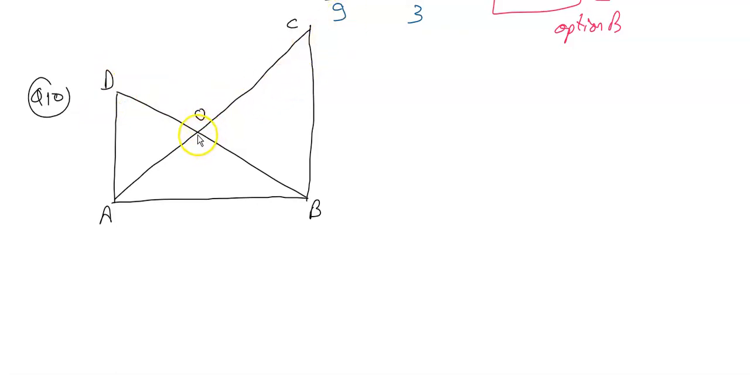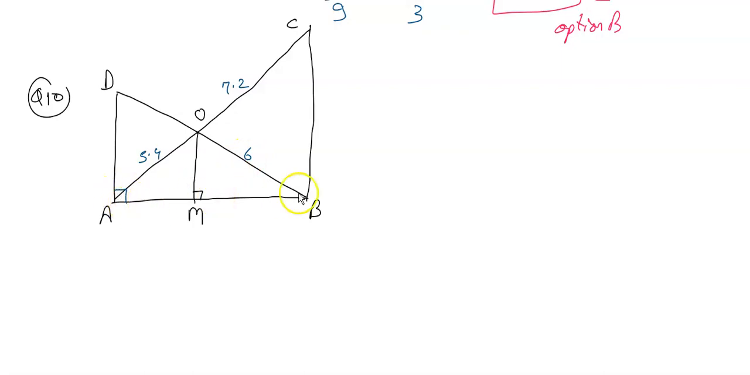Now, this is perpendicular. We can directly use the relation also that 1 upon AD plus 1 upon BC is equal to 1 upon OM. But what we would do is, since we know OA, which is 5.4, OC we know is 7.2, BO we know is 6, and DO is what we are supposed to find.